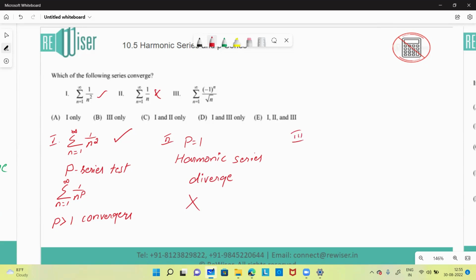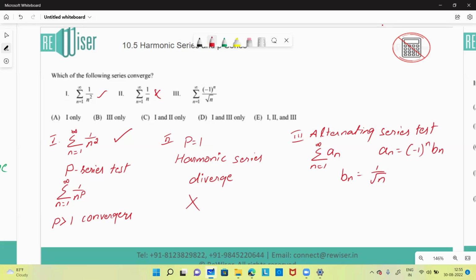And for the third part, we have to use the alternating series test. The alternating series test goes something like this. Whenever I have the summation of n equals 1 to infinity of a to the power n, where a to the power n can be written as minus 1 to the power n times b to the power n, then we can just check it for b to the power n. In this case b to the power n is going to be 1 over square root of n. So whether this one converges or not.